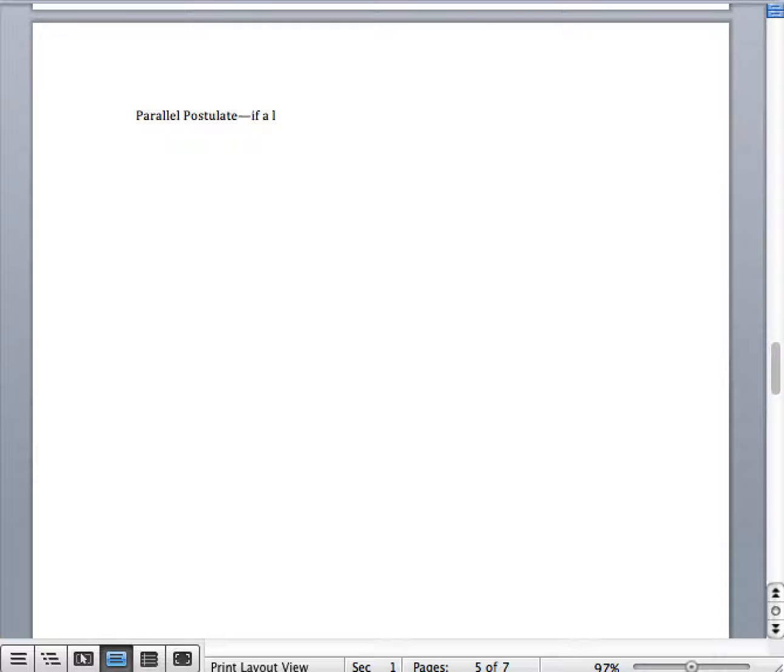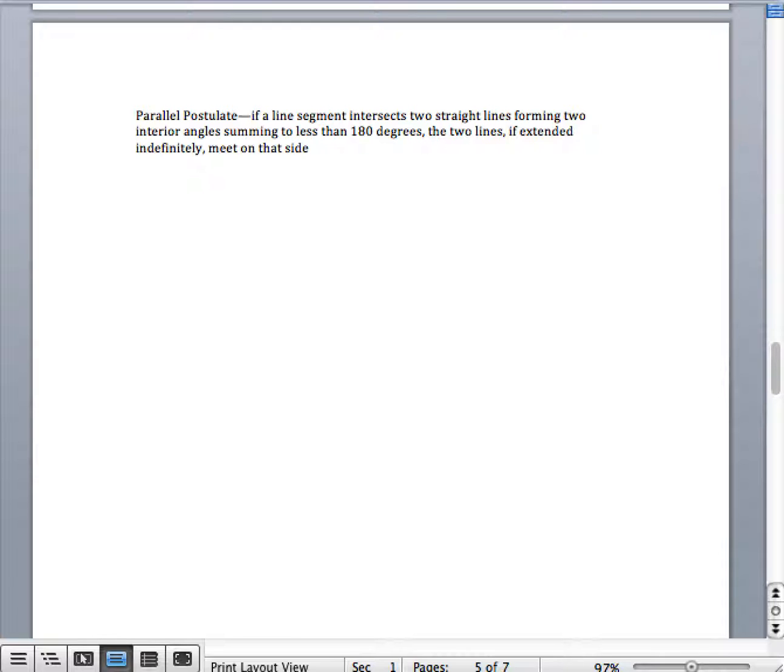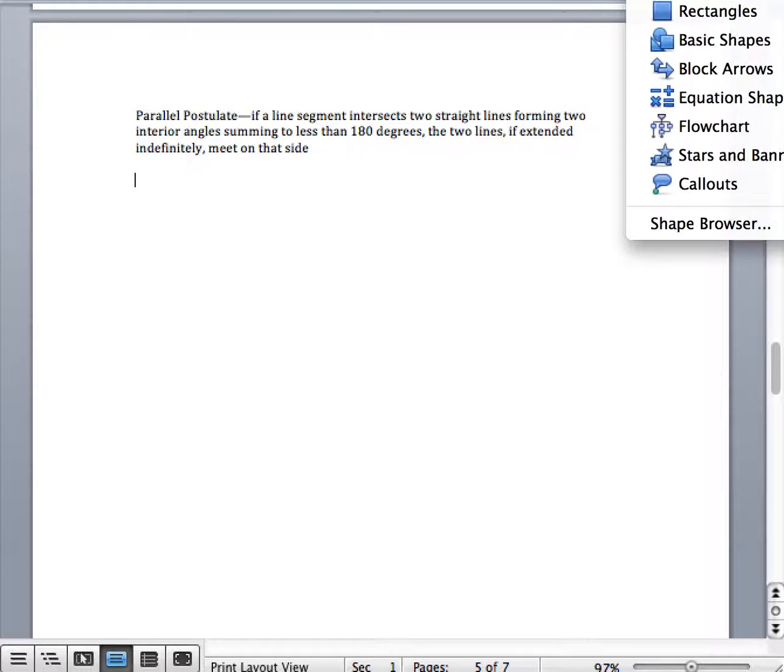So the parallel postulate states, if a line segment intersects two straight lines forming two interior angles summing to less than 180 degrees, the two lines, if extended indefinitely, this is important, if extended indefinitely, meet on that side. And as scary as that sounds, it's actually very simple. We'll just show an example.